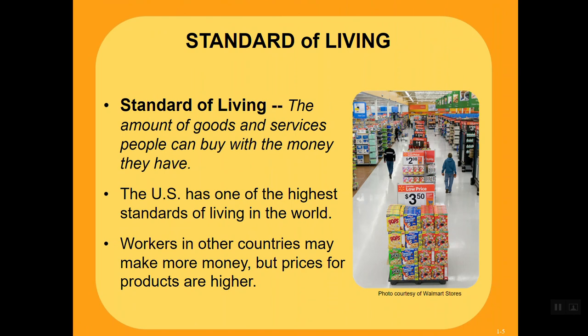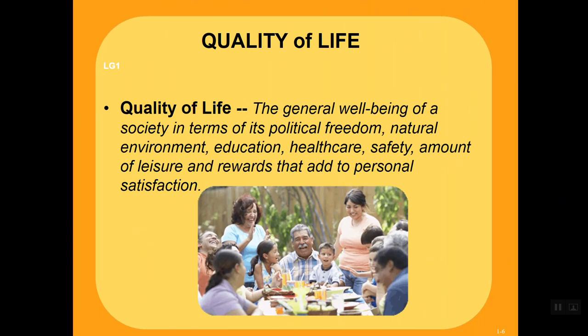The United States has one of the highest standards of living in the world. Workers in other countries may make more money, it's quite possible, but the prices for products are higher. So when you compare how much money is earned by individuals in the United States to what products and services cost in the United States, it results in a higher standard of living than some countries that may have higher wages earned by their individuals who live there, but have to pay higher prices for the goods and services that are produced and sold.